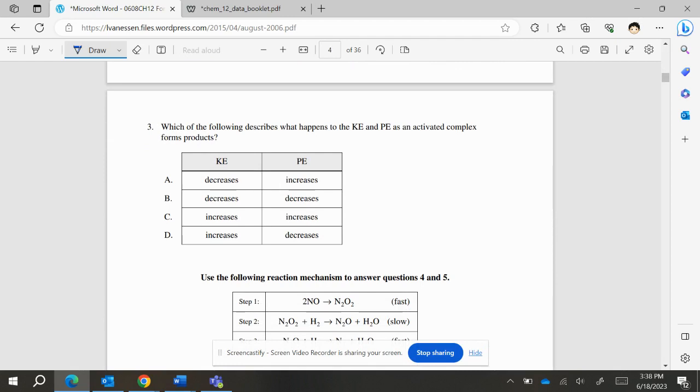Okay, next question. Which of the following describes what happens to the kinetic energy and potential energy as an activated complex forms into a product? So I'm just going to draw some type of enthalpy over time kind of graph right here. So this is enthalpy, or essentially this is potential energy, and this is time right here. Our activated complex is at this point right here. These are reactants, and these are products right here.